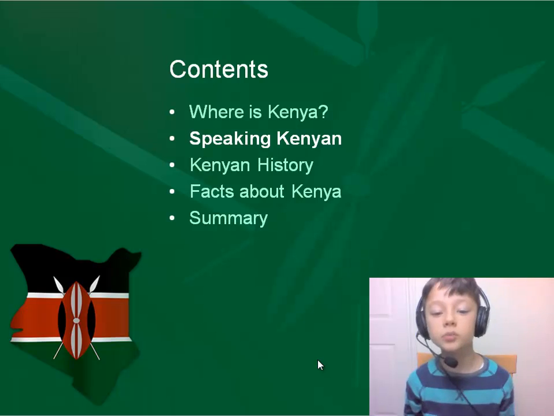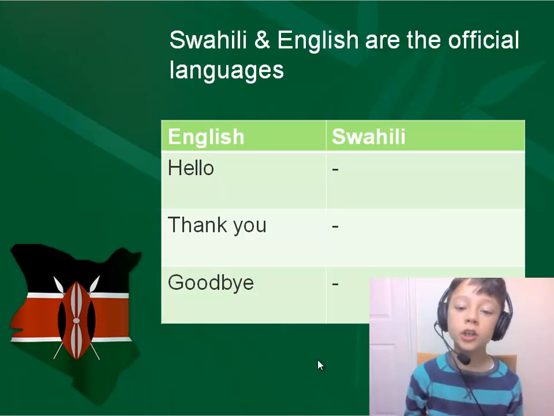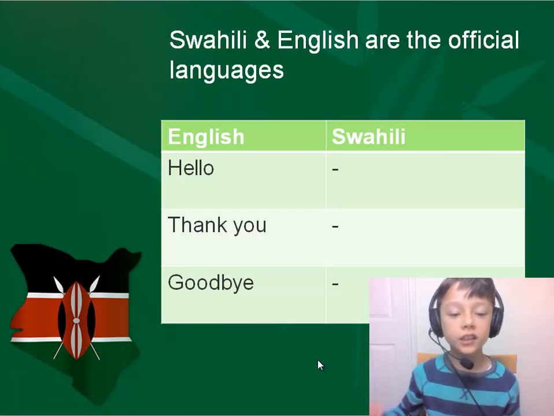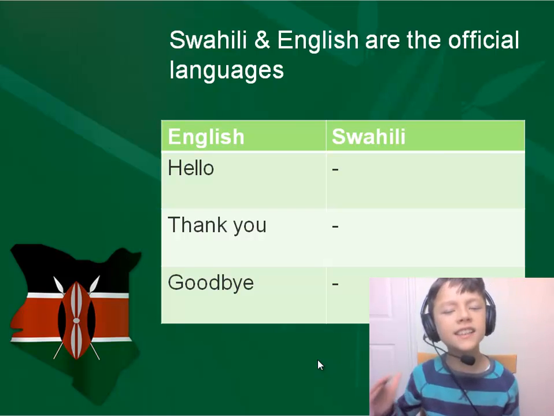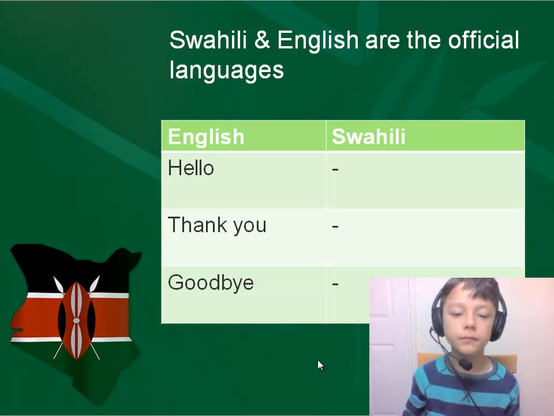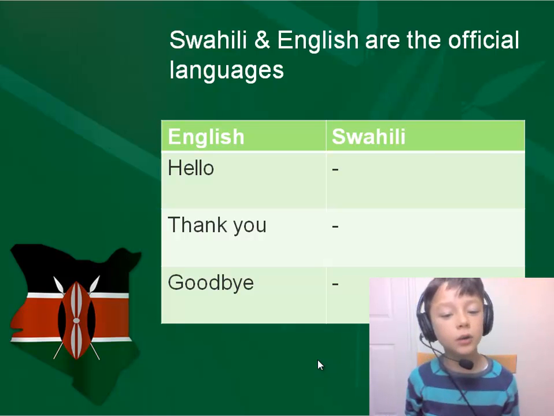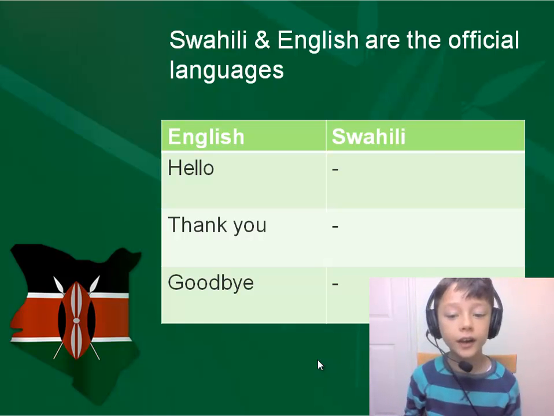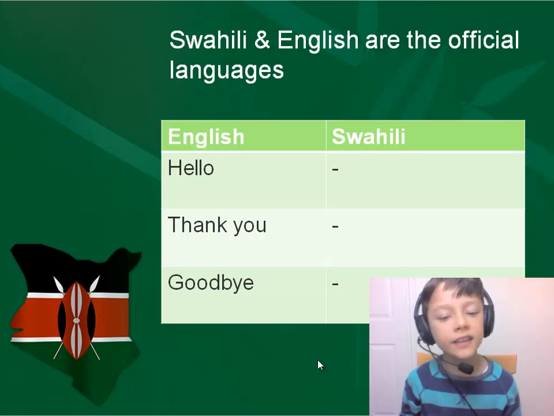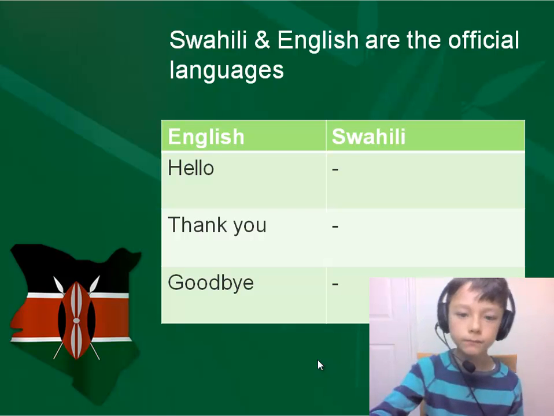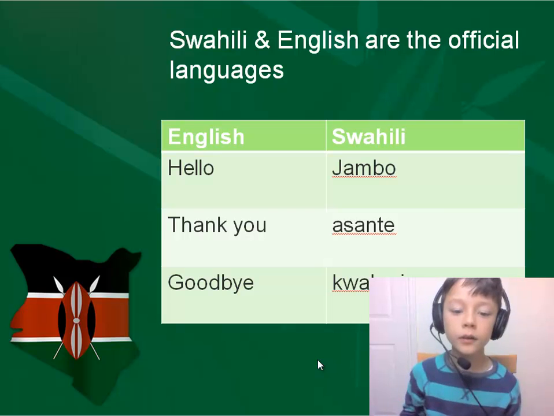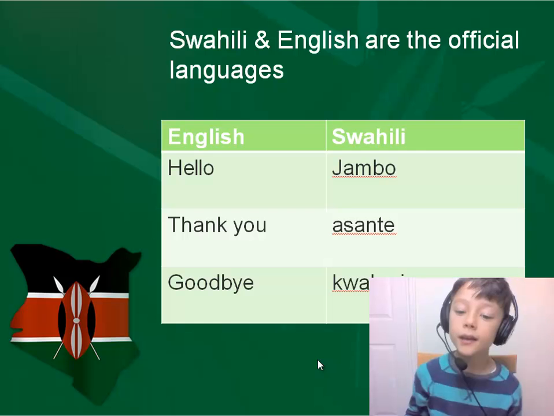Okay, second of all, speaking Kenyan. Swahili and English are the official languages spoken in Kenya, but there are over 60 languages spoken. These are some simple English words: hello, thank you, and goodbye, but I'm going to translate them into Swahili. Hello means jambo, thank you means asante, and goodbye means kwaheri.